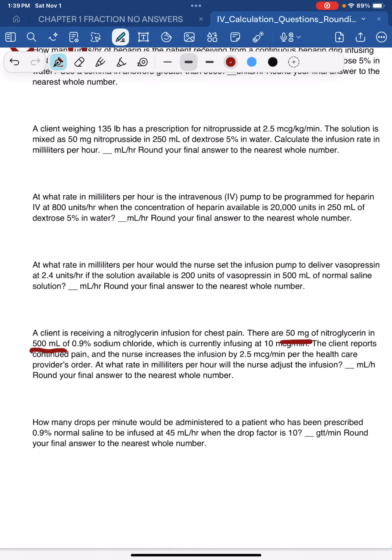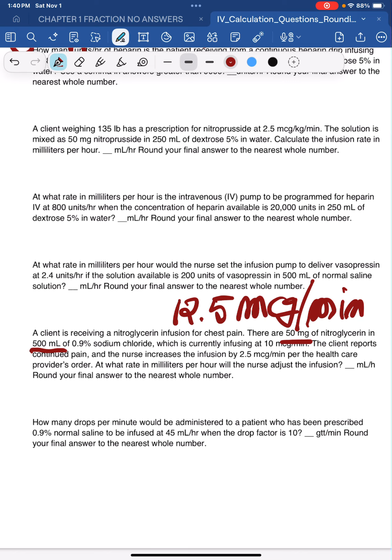Increase to and increase by are not the same thing. So this infusion was first running at 10 microgram per minute. Because the person still complained about the pain, the nurse decided to increase by 2.5 microgram. It means at that moment everything was running at 12.5 microgram per minute. This one here is your order.